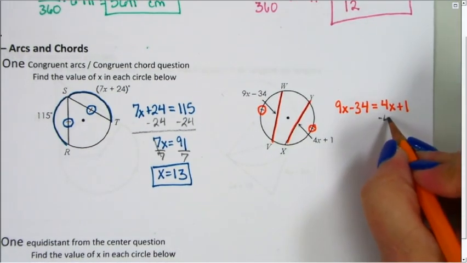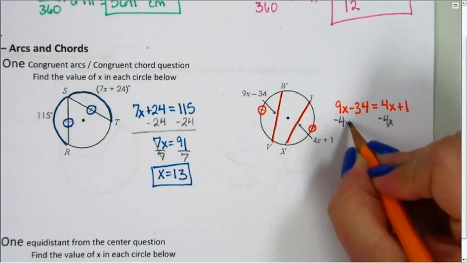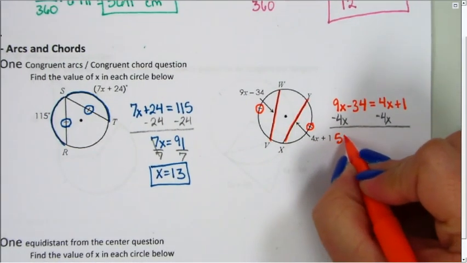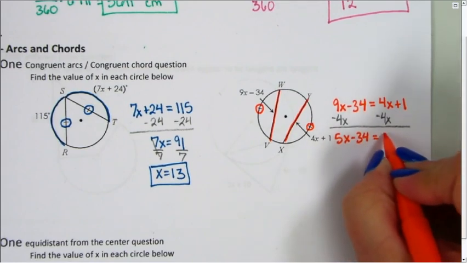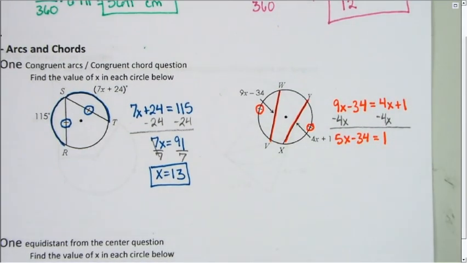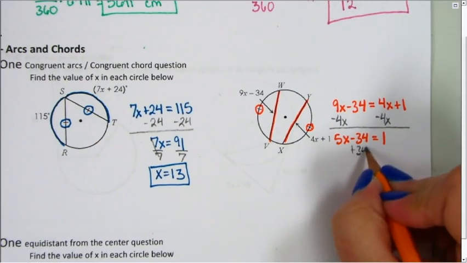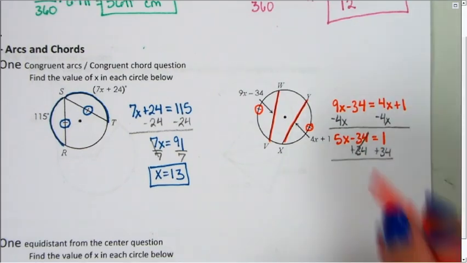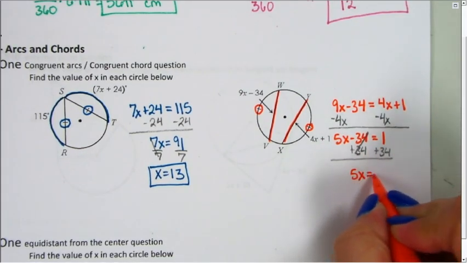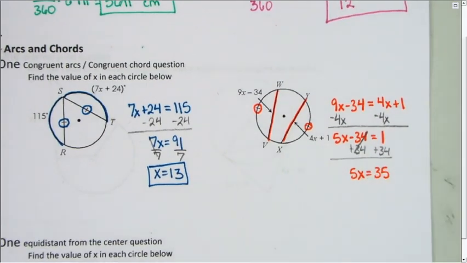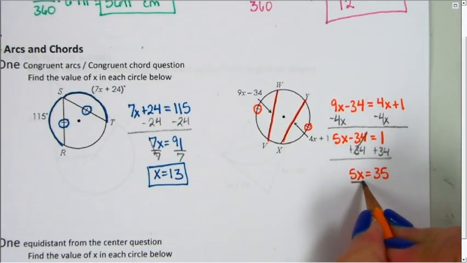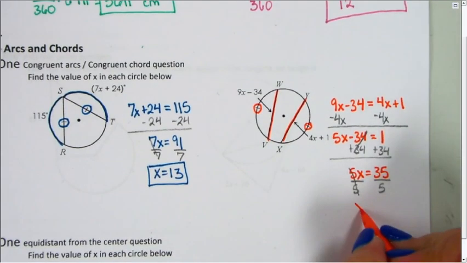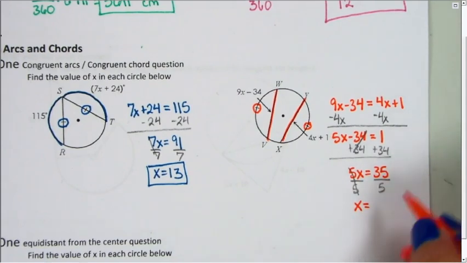I'm going to subtract 4x on both sides. That's going to leave me with 5x minus 34 equals 1. I'm going to add 34 on both sides. That's going to leave me with 5x equals 35. I'm going to divide by 5 on both sides. So x will equal 7.